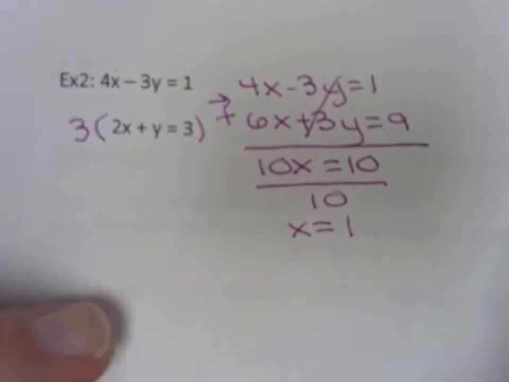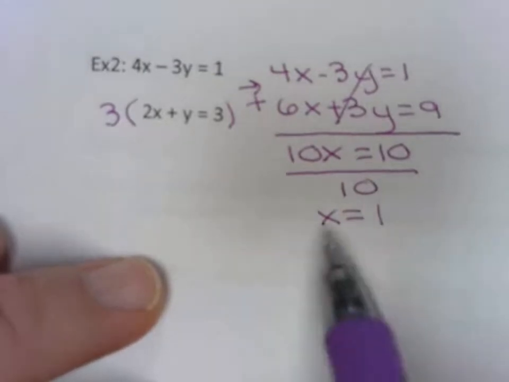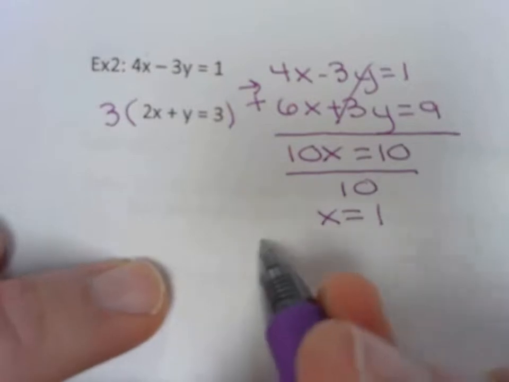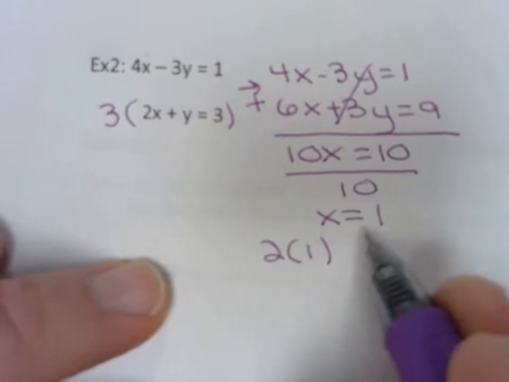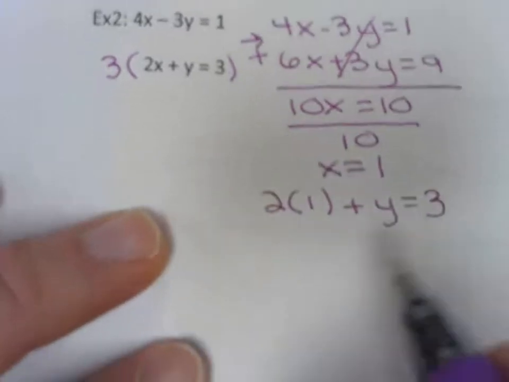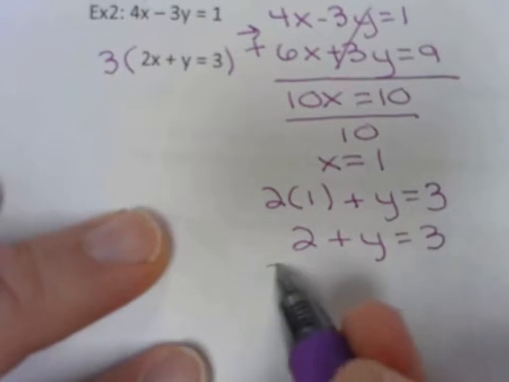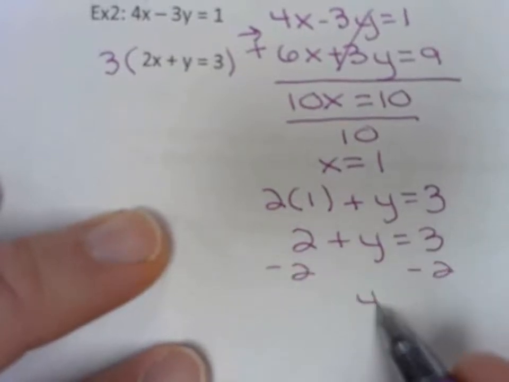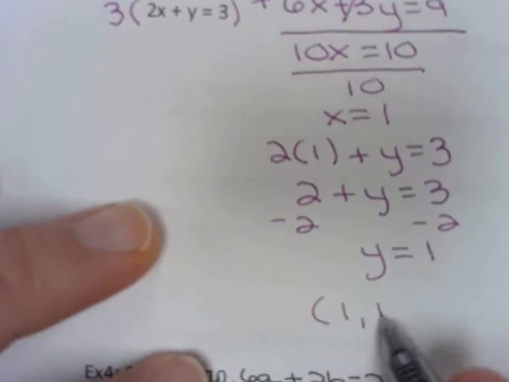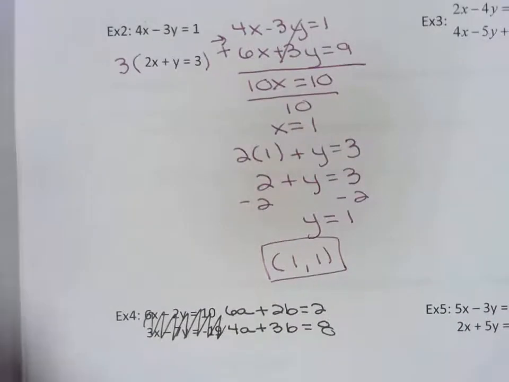So if I know x is 1, to find the y value, it doesn't matter which equation. I'm going to choose the original bottom one because it looks the easiest. So 2 times 1, plug 1 in where x is, plus y equals 3. 2 times 1 is 2, plus y is 3. Subtract 2, y is equal to 1. So my ordered pair is 1, 1. So if I would graph both of these lines, these two lines will intersect at the point 1, 1.